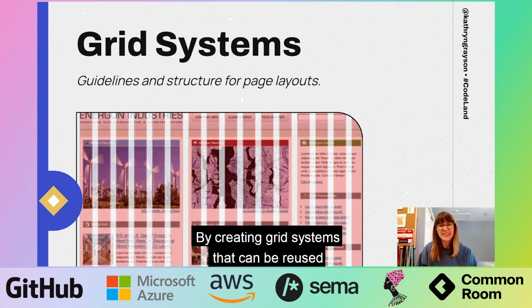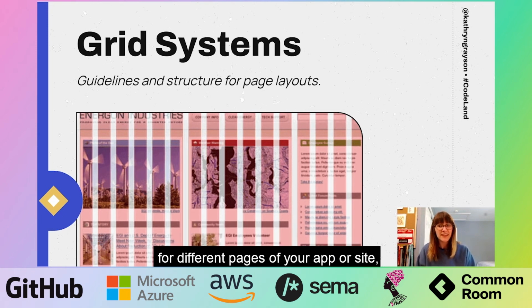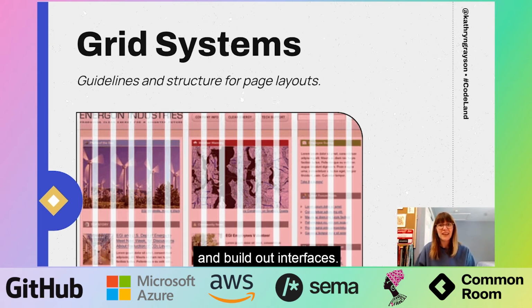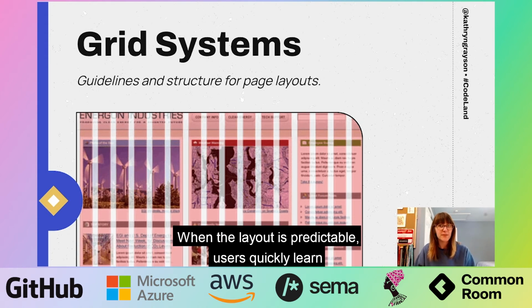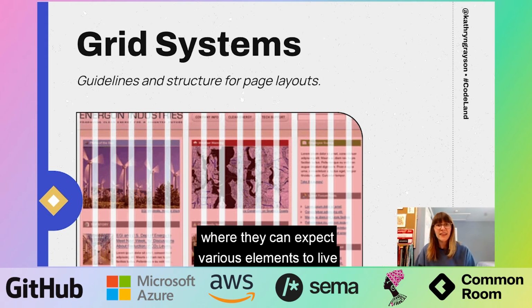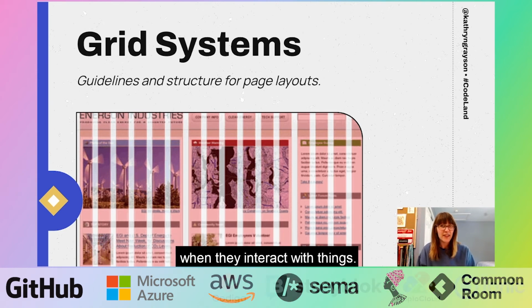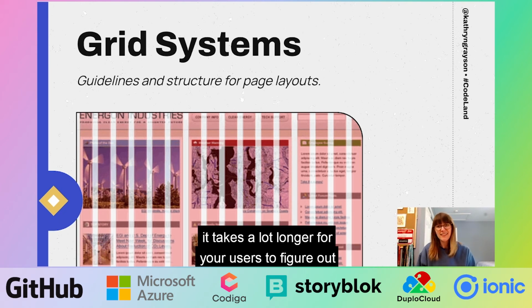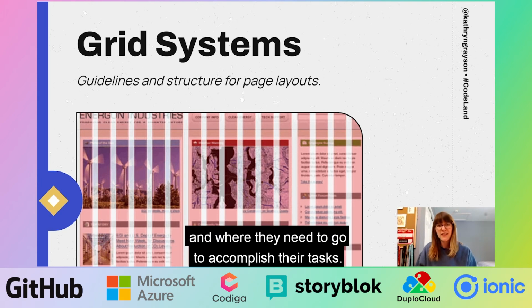By creating grid systems that can be reused for different pages of your app or site, you can really speed up the time it takes to create designs and build out interfaces. It also helps to establish consistency. When the layout is predictable, users quickly learn where they can expect various elements to live and what they can expect to happen when they interact with things. Without this kind of visual consistency, it takes a lot longer for your users to figure out what's happening on each page and where they need to go to accomplish their tasks.